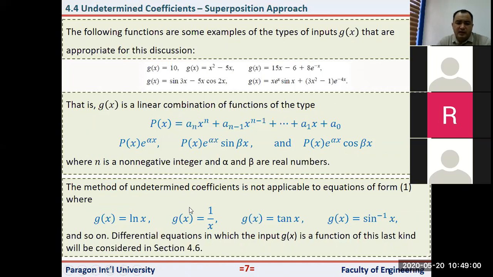So the method of undetermined coefficients is not applicable to equations of this form where g of x equals natural logarithm of x, or 1 over x, or tangent of x, or sine inverse of x. Okay, we are now going to consider only these types. And these other things, we'll talk about them later.